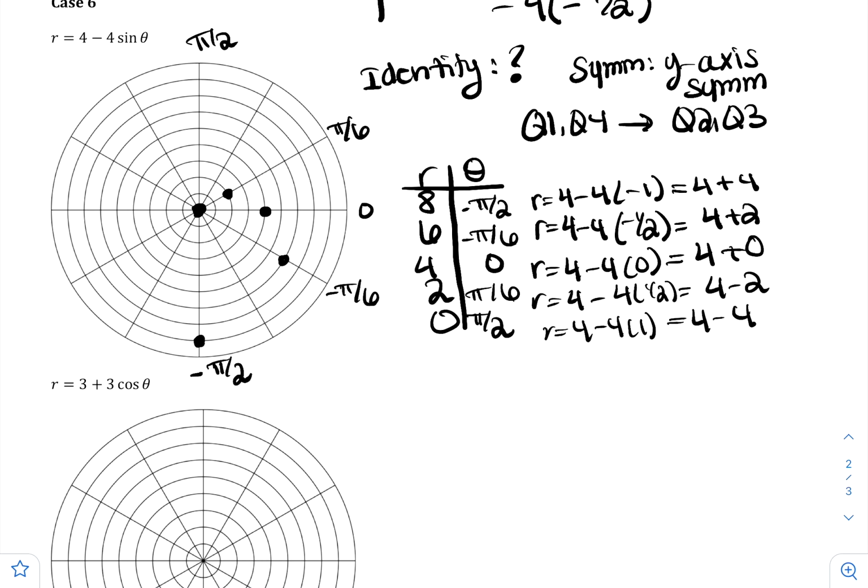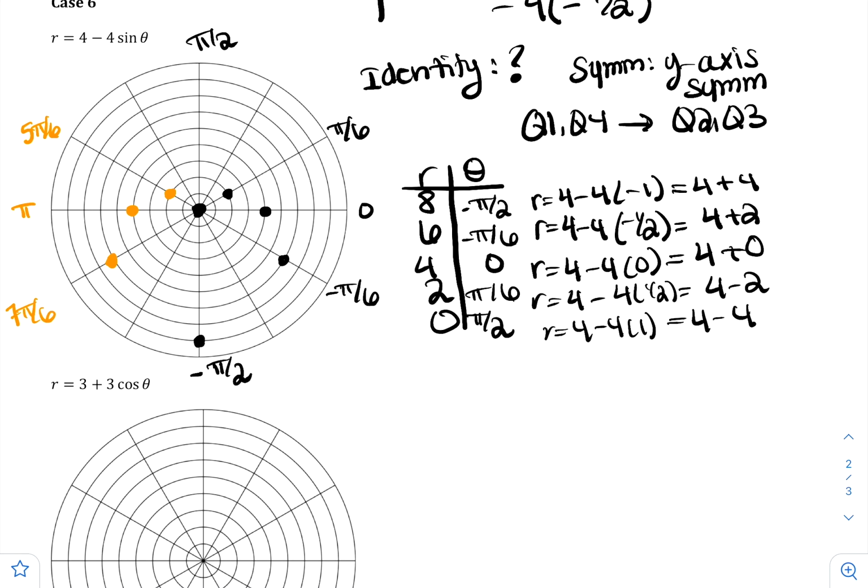Now what I'm going to do is take those points and mirror them. So pi over 6 will mirror to 5 pi over 6. So 1, 2, 3, 4. Negative pi over 6 will mirror to 7 pi over 6. Oops, not 4, 6. 1, 2, 3, 4, 5, 6. Perfect. And then 0 will mirror to pi. 1, 2, 3, 4. And so that might look a little weird, right?